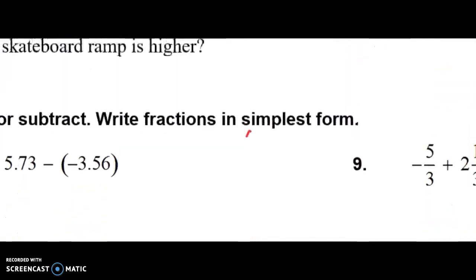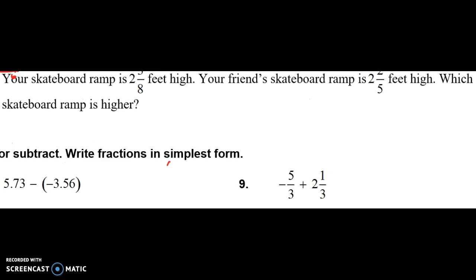All right, let's see here. So this next one says that your skateboard ramp is 2 3/8 feet high. Your friend's skateboard ramp is 2 2/5 feet high. Which skateboard ramp is higher? So I have two numbers I'm dealing with, this 2 3/8 and this 2 2/5. I need to compare those to each other.